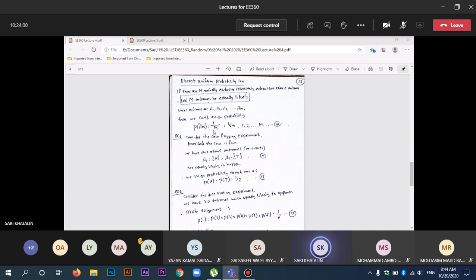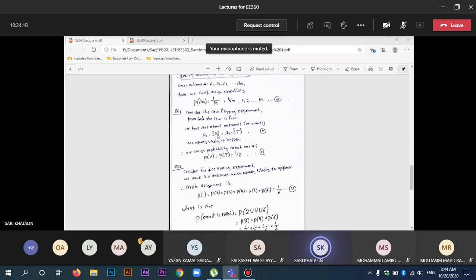So basically, what we're saying here is that the probability of any outcome will be 1 over M. Depending on how many outcomes you have, and since they are equally likely, the probability of each one of them is 1 over M, for all m from 1 to capital M, as shown in equation 10. This is example 1, just a simple example.